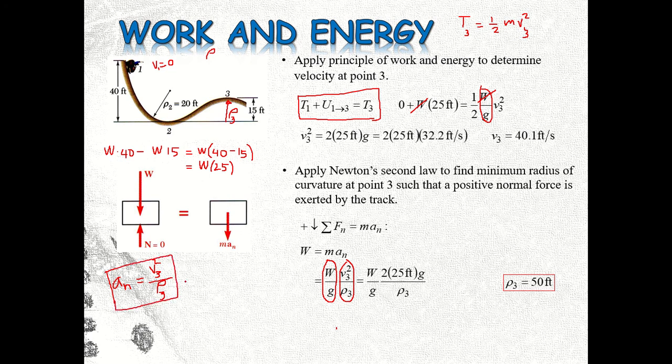So how to prove that an is equal to this one? Very simple, class. We know that the unit of acceleration is meter per second squared, right? On the other side, we have velocity, which is in terms of meter per second. But this is squared, so it is meter squared per second squared. Then our rho is in terms of meter, or it can be feet.